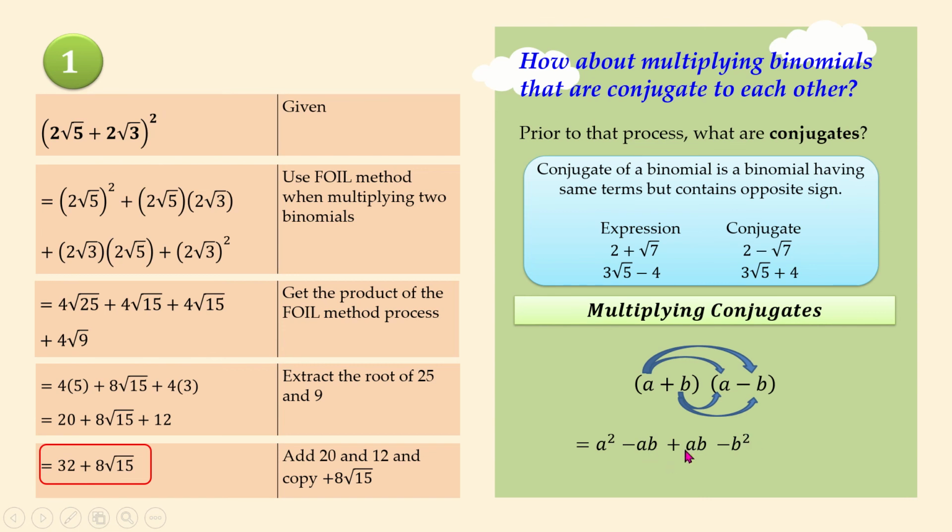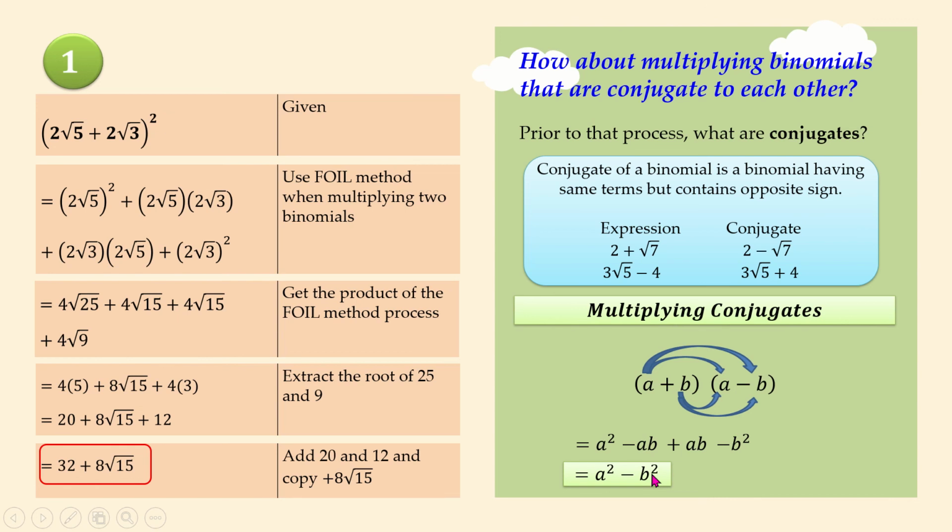What will happen to this middle term, unlike in the squaring of a binomial? There, 4 square root of 15 plus 4 square root of 15 are added, giving 8 square root of 15. But here, it is negative AB plus AB. They are the same AB, but with opposite signs, so it is cancelled out. It disappears. So what remains is A square minus B square.